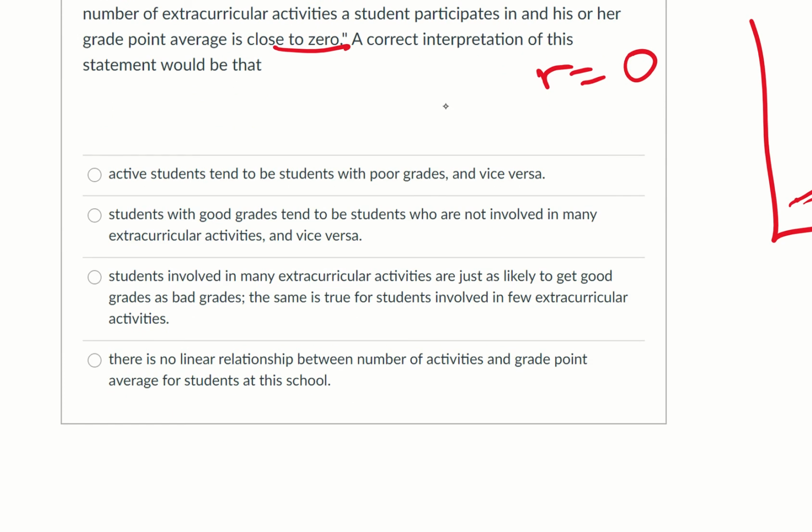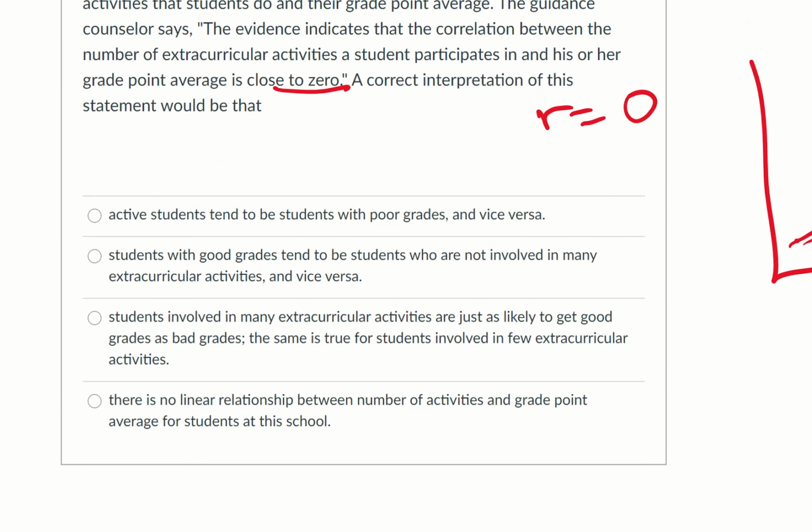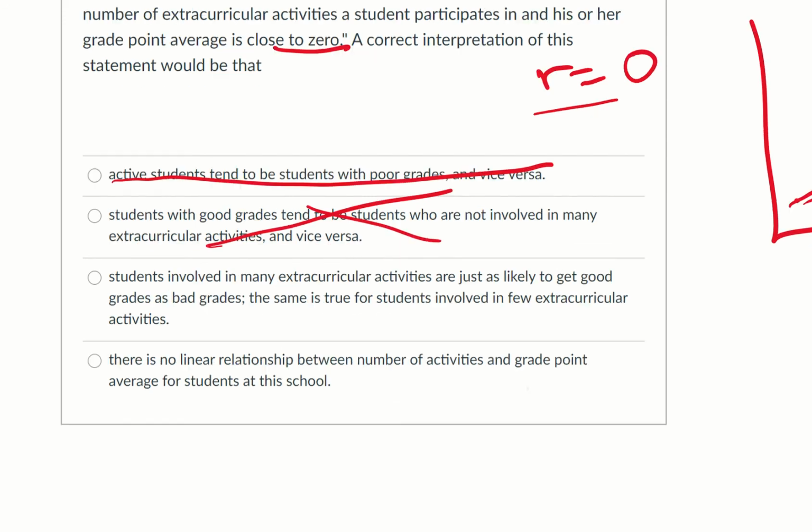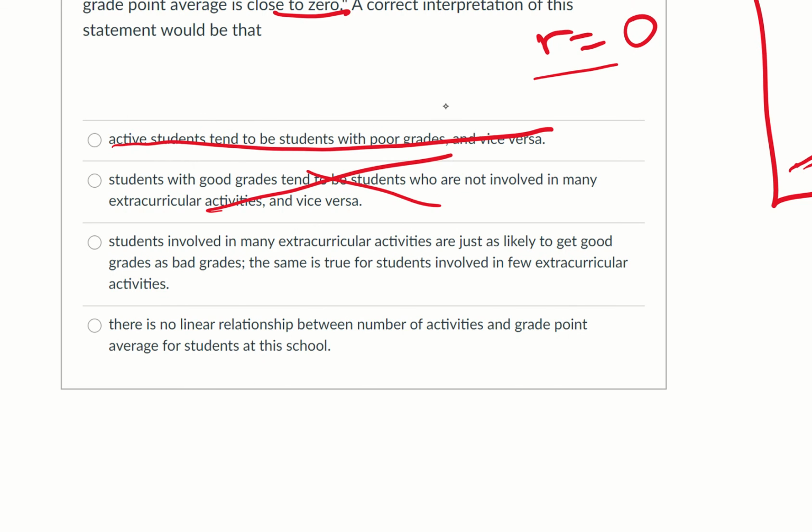So active students tend to be students with poor grades. So this is not true at all. So remember, R equals 0. There's no relationship between being active or not and grades. So this is not true. Students with good grades tend to be students who are not involved in many extracurricular activities. Well, we just said that there's no relationship between those. Students involved in many extracurricular activities are just as likely to get good grades as bad grades. The same is true for students involved in few extracurricular activities.